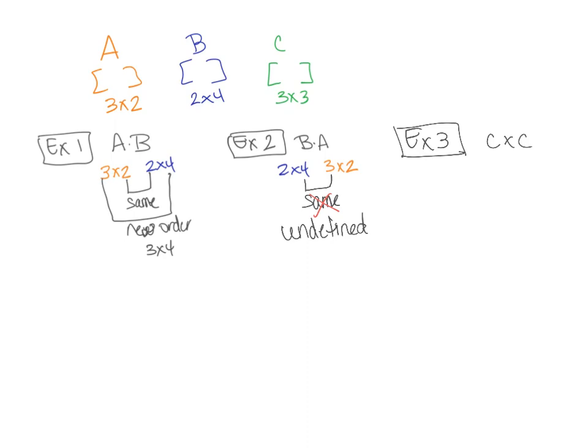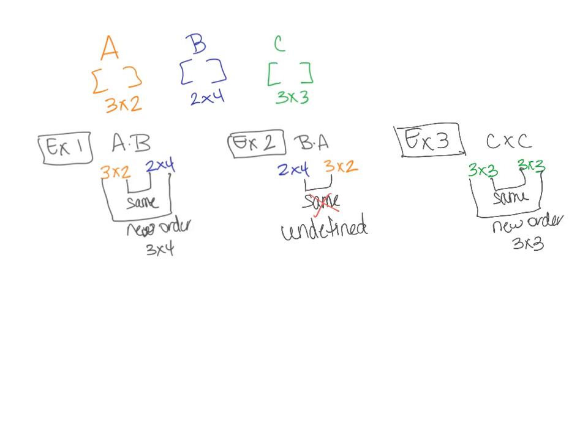The same rules still apply. We need to look at the order. The order of C is a 3 by 3, and the order of C is a 3 by 3. I need to check my inner numbers, and they are the same. That means I can multiply these two matrices together, and when I multiply them, my new order is going to be a 3 by 3.